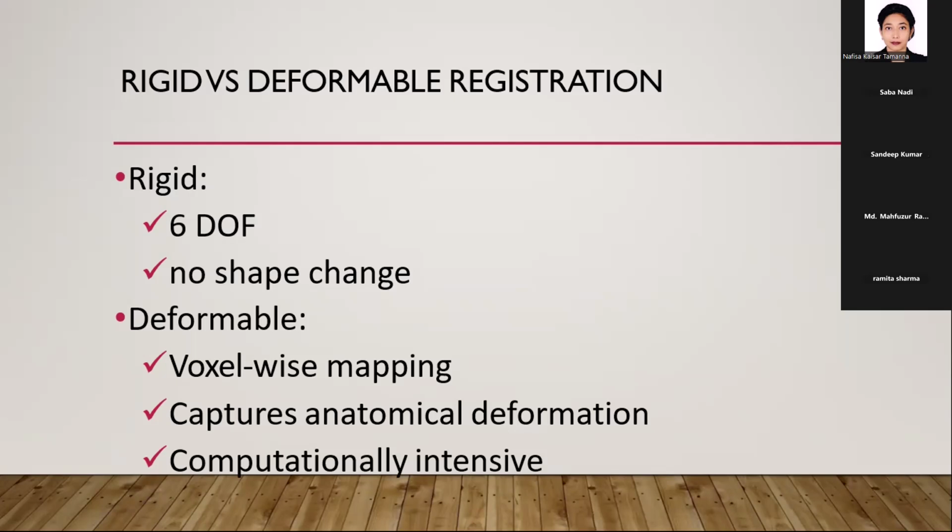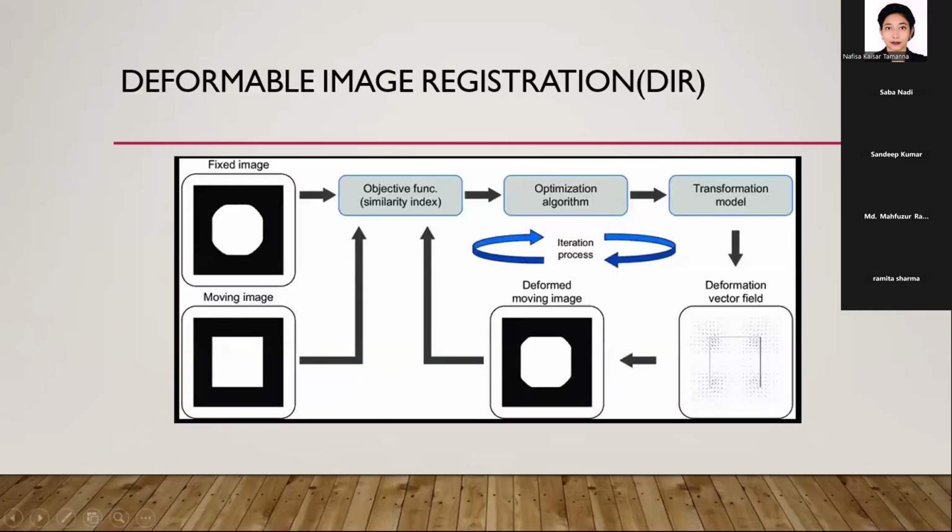But in case of the deformable registration, voxel-wise mapping will be there. It will take time, and it captures anatomical deformation, and computationally it is intensive. So what happens in case of deformable image registration?